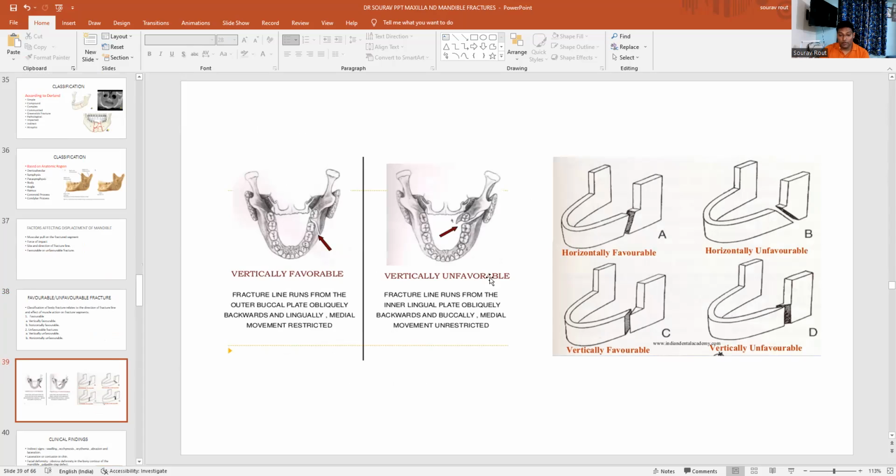In vertically unfavorable fractures, the fracture line runs from the inner lingual plate obliquely backwards and buccally, and medial movement is unrestricted. This is the picture of a horizontally favorable fracture and a horizontally unfavorable fracture. One is running anteriorly, the other is running posteriorly, which is the horizontally unfavorable fracture. While vertically, as I have mentioned here.